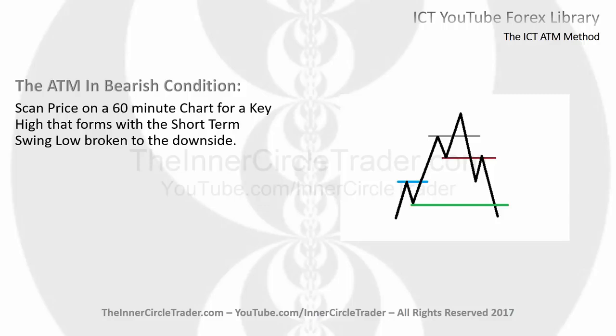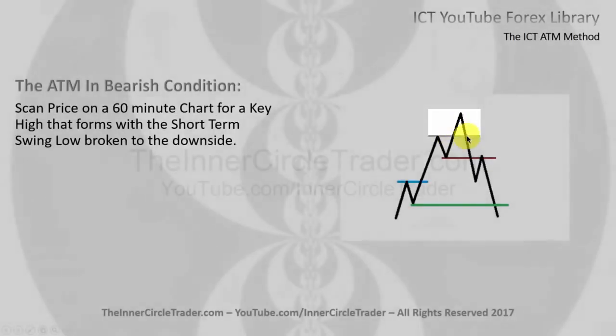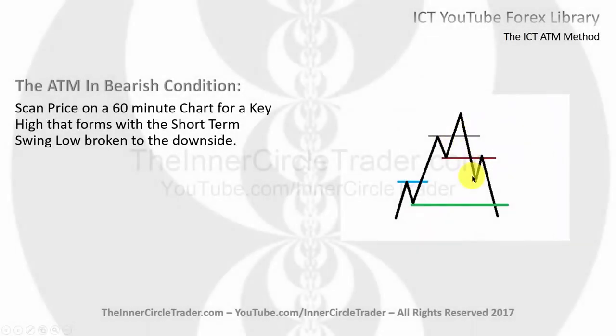So you're going to be looking on the 60-minute chart for a key high to form, and what makes it a key high is you want to see it create this initial short-term high, and then it runs through it, and then it breaks down. Okay, and it's going to break a swing low right here. When price trades through that, that's when it becomes a valid pattern. It does not become a valid pattern until we get below this swing low here.